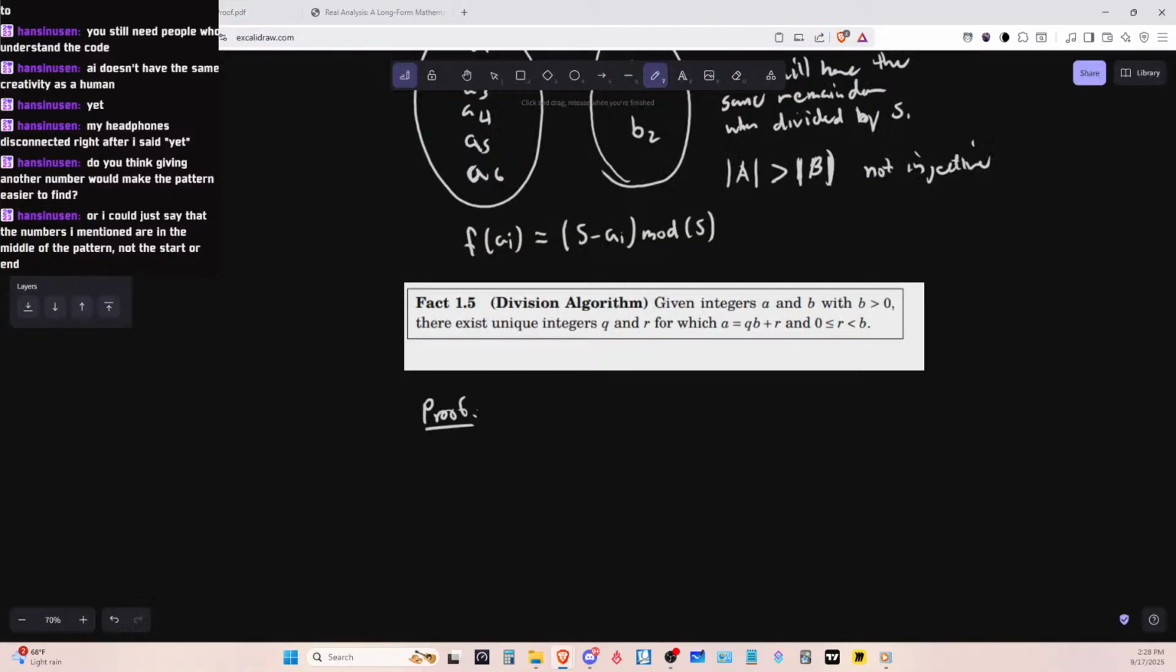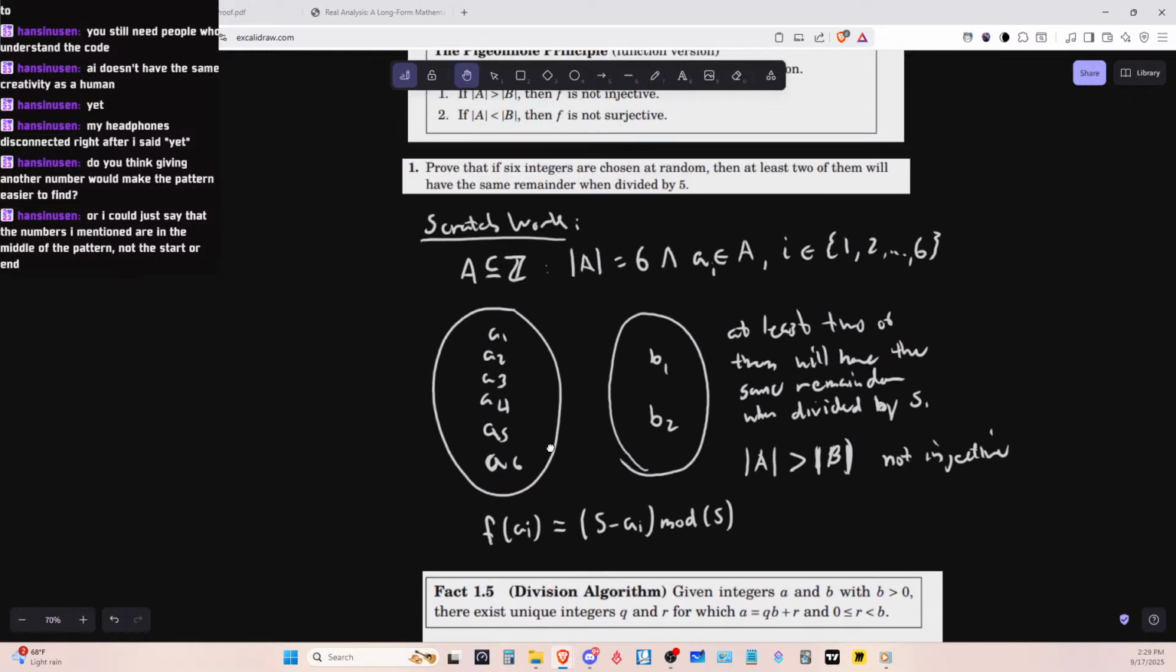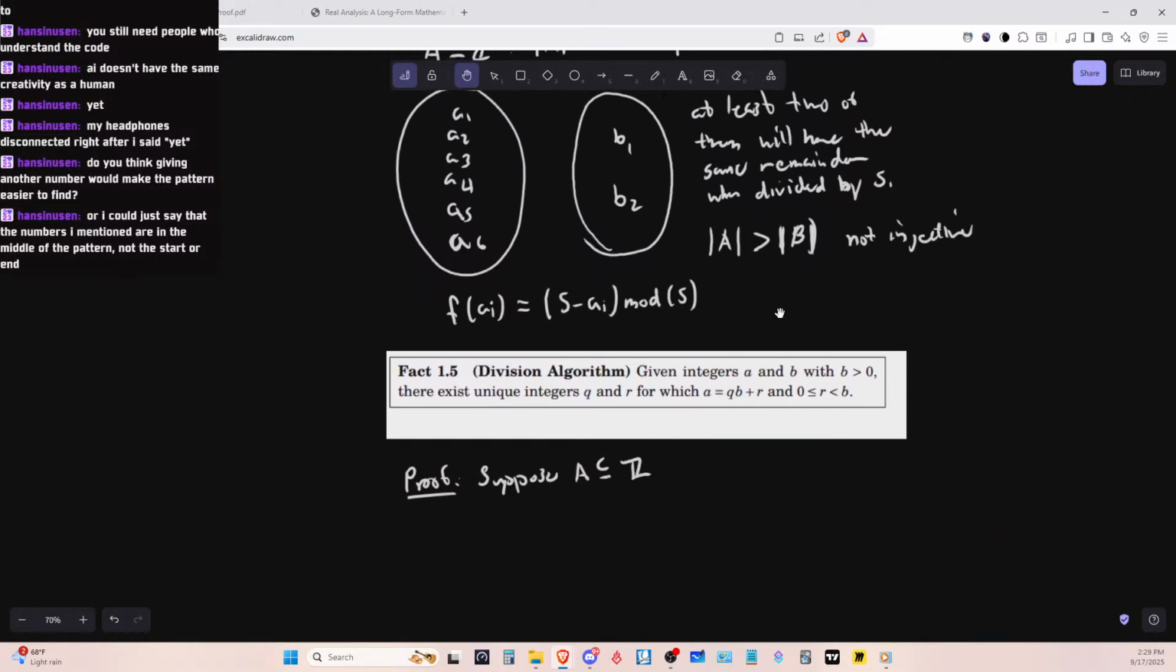Okay, so let's just start writing what we know. So suppose A is a subset of the integers. Let's say that, yeah, of the integers. And the cardinality of A is equal to 6.